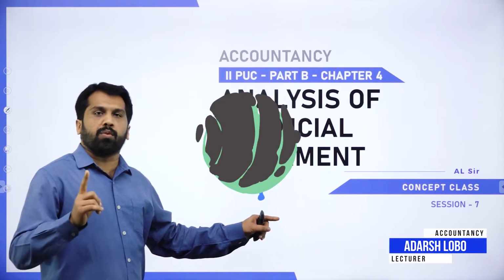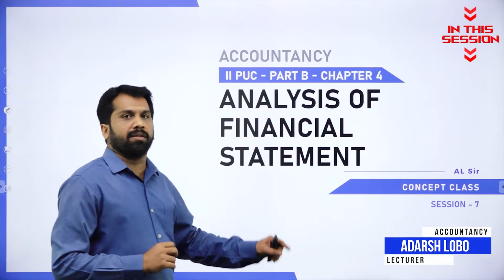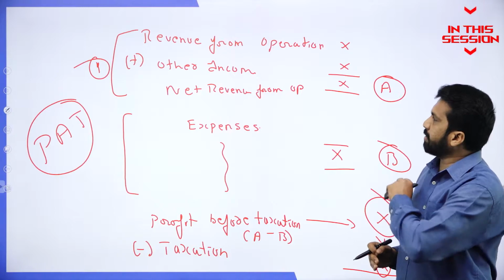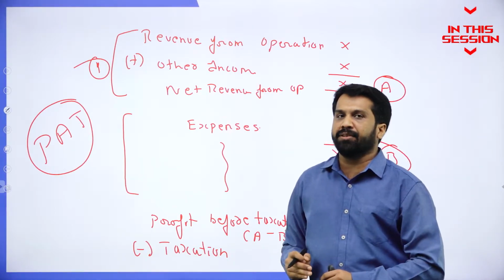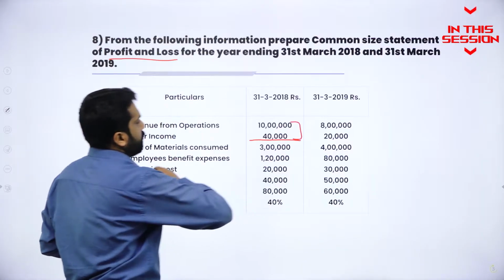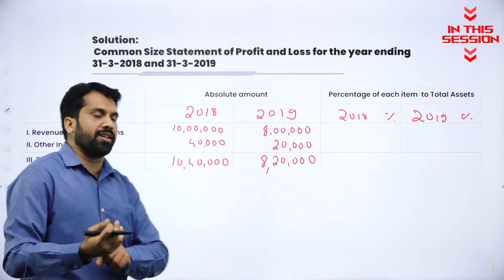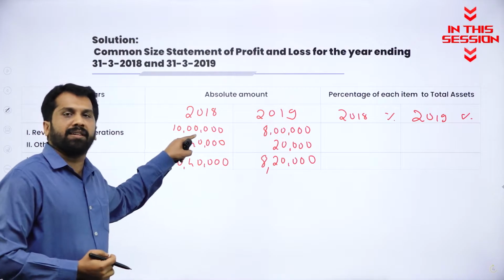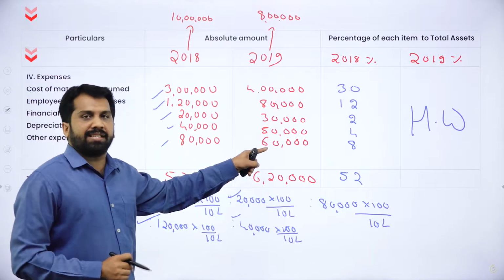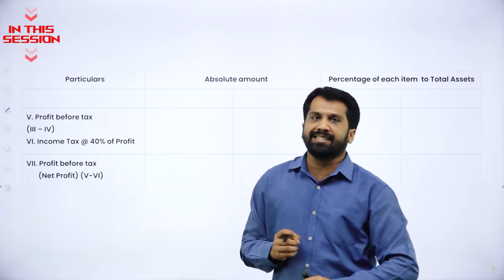Today we will solve one complete 12 marks problem. Revenue plus other income, you will get net revenue. If you add, you will get net income. Your revenue from operation is always your denominator. What will be your base? What will be your denominator? How do you get profit before taxation?